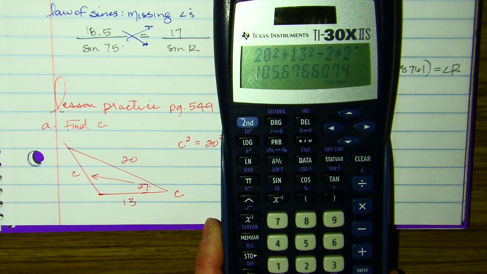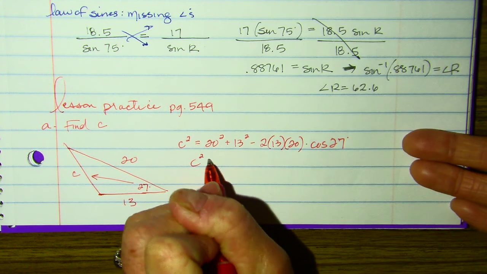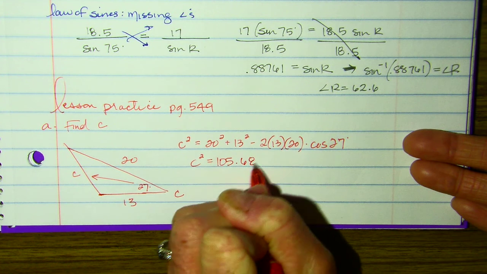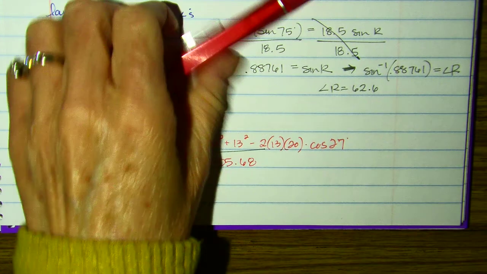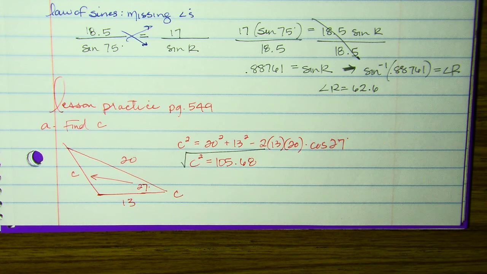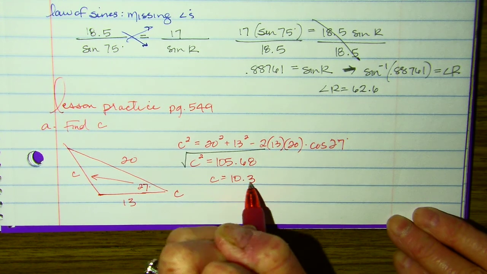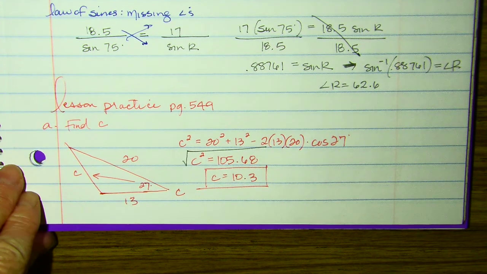And I get 105.67. So C squared equals 105, and I'm going to round, 0.68. And then to solve, we would take the square root. So the square root of the answer I just got, and I get that C is approximately 10.3. So you may enter all of that at once. Next one.